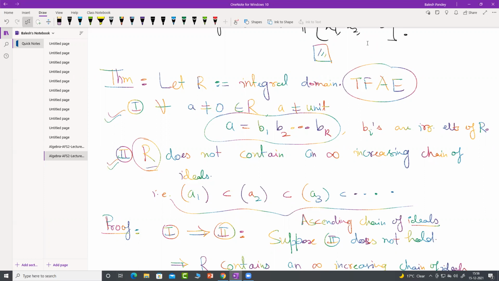Tomorrow in the tutorial we will see two examples, you also check. Is the question clear to you?